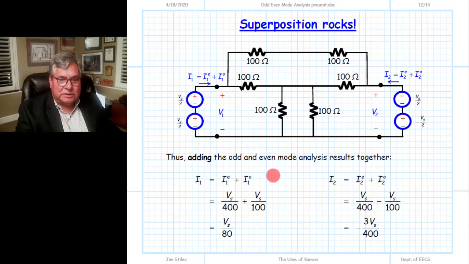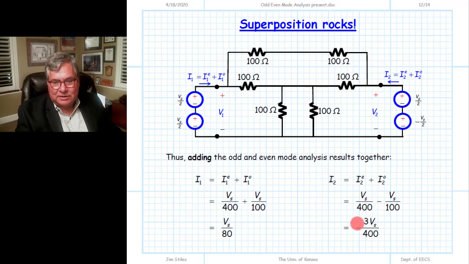So our final results here, when we add our even mode current to our odd mode current, add these two values together, we get VG over 80. If we go for the second current over here, again, we add the even and odd mode current for the second port, I2, and notice the odd mode current for the second current is equal but opposite the odd mode for current 1 there. So we get a plus sign there, and we get a minus sign there. That's the only difference between the two, are the plus and minus.